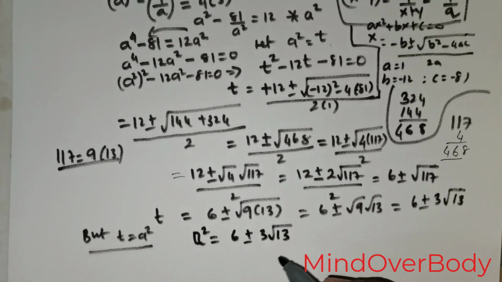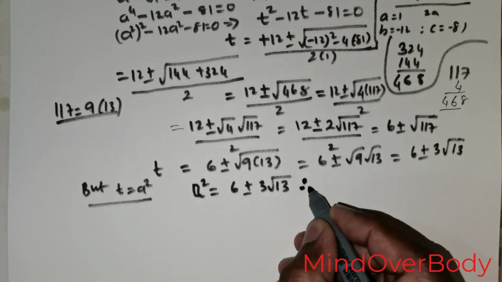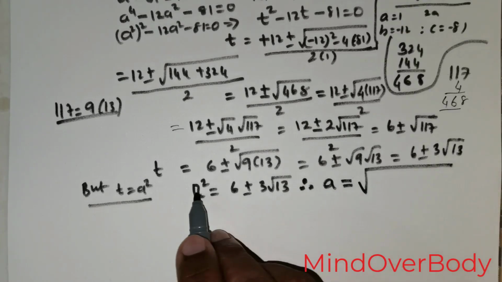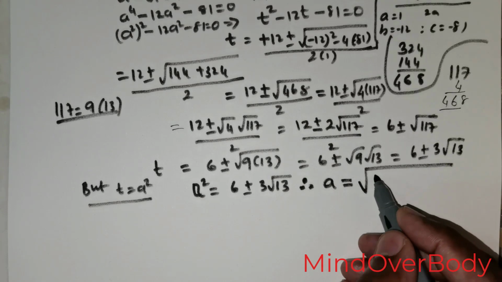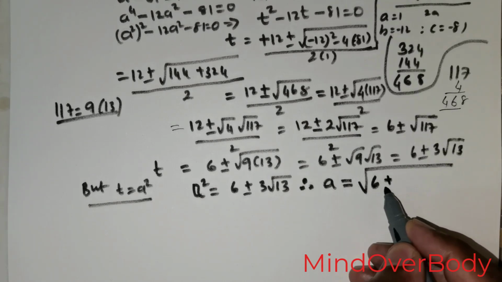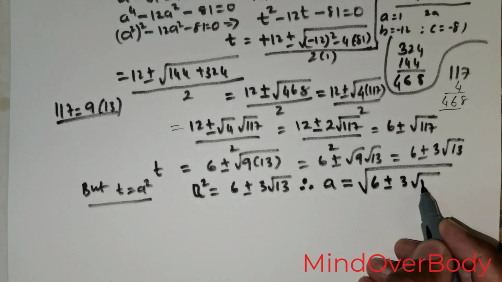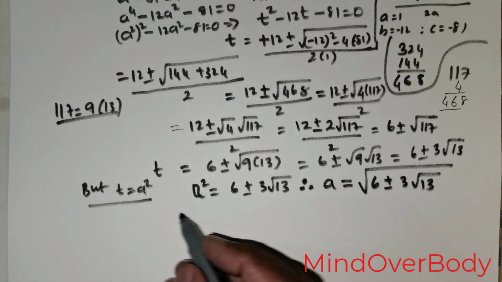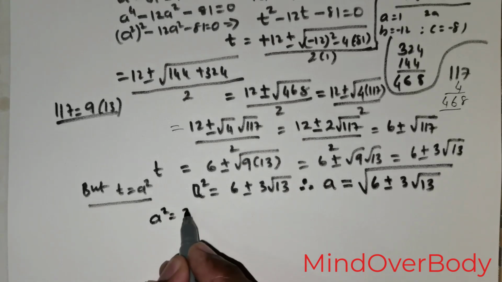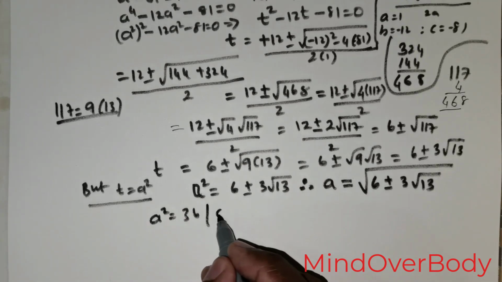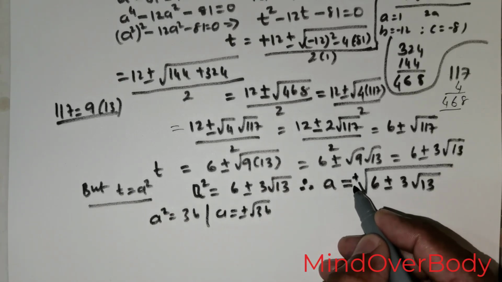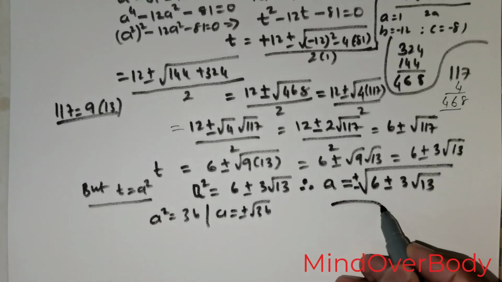root of 13. Now we are expected to have a, so let me rewrite that. So therefore the value of a is equal to square root of, I'm moving the root out, that's followed by 6 plus or minus 3 times root of 13. So once you take square root, say for example you got a squared is equal to 36. Imagine, and if you want to get the value of a, this is going to be plus or minus root of 36. So we need to have that plus or minus there. So this is the solution.